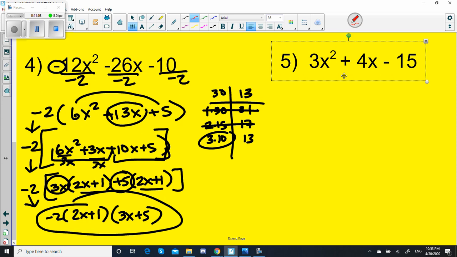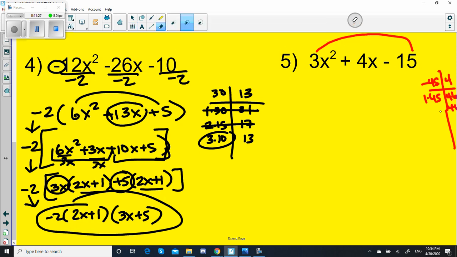So we are looking for factors of -45 that give us positive 4. So 1 times 45 is 46 if I add and 44 if I subtract. Ooh, that line is really close. Let's scooch that over.